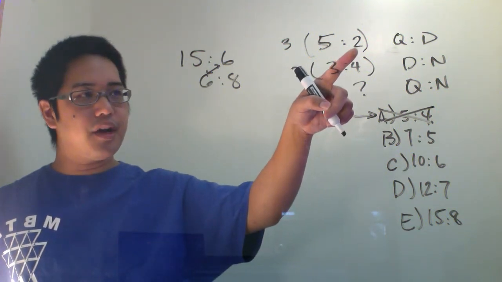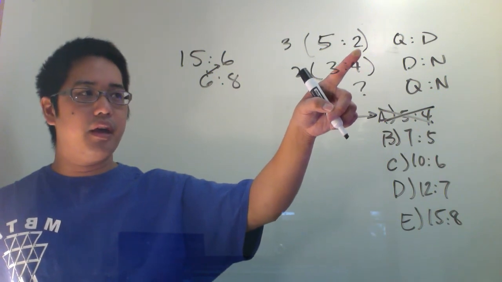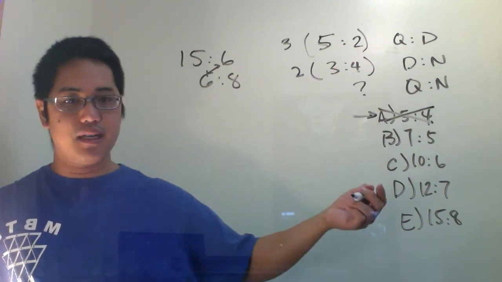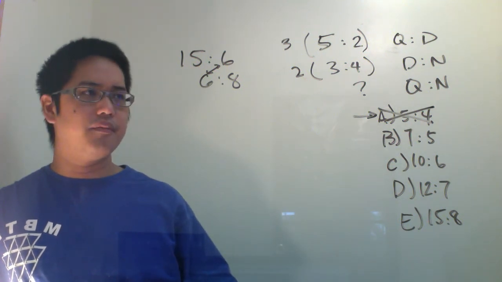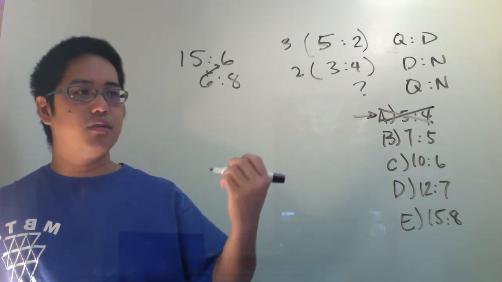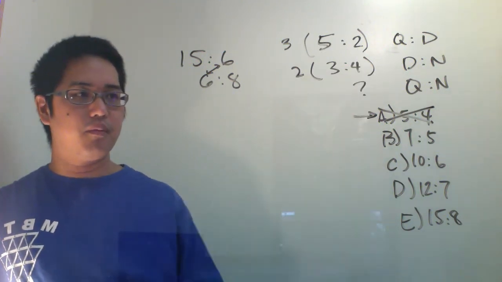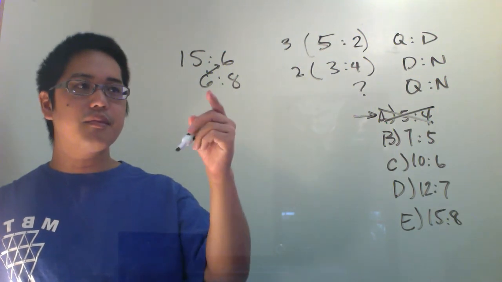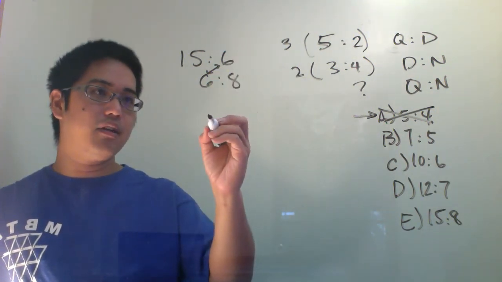If I wanted to find the lowest common multiple of 2 and 3, well, that would be 6. And in order to get 6, you need to multiply the top one by 3 and the bottom one by 2. Now, since I'm comparing those numbers directly, I can basically say, okay, now I can say for every 15 quarters, I have 6 dimes.